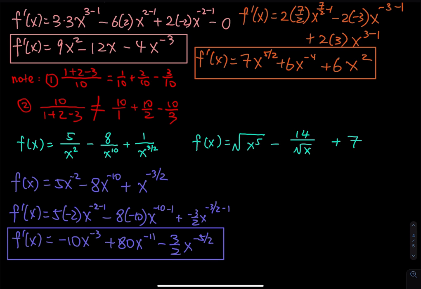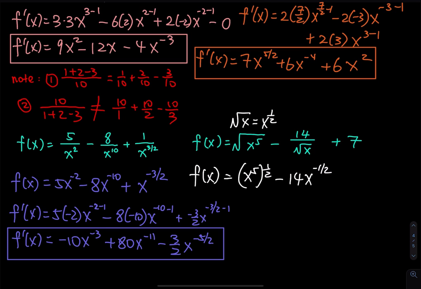And then we have our last problem. So our last problem, let's do it right over here. We have f of x equals, so the square root of x is x to the 1/2, right? So if you put a 5 in there, so that is x to the 5th, and then you raise that to the 1/2, and then you will multiply the 5 and the 1/2. Minus 14x to the negative 1/2, and then plus 7. And then f prime of x, let's multiply the power. So I will just write one more line for you. x to the 5 over 2 minus 14x to the negative 1/2, and then plus 7.